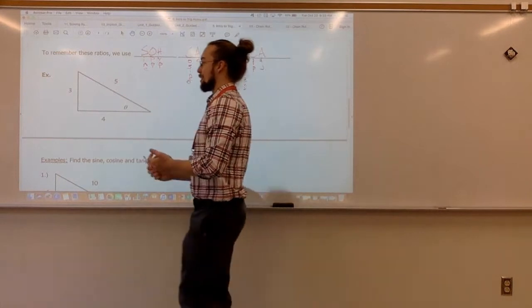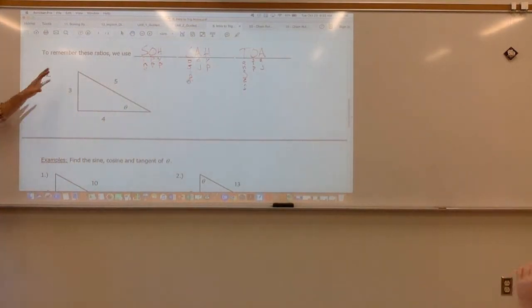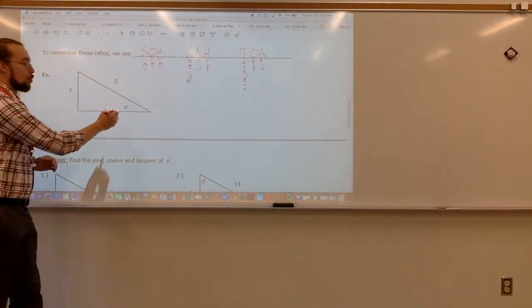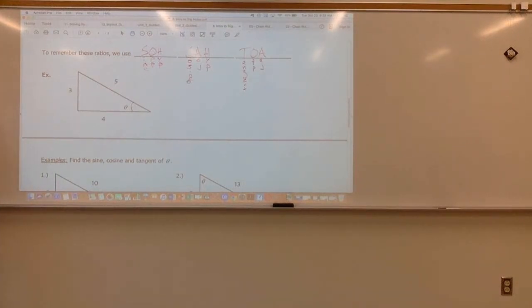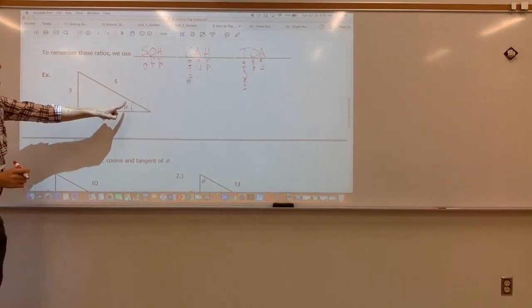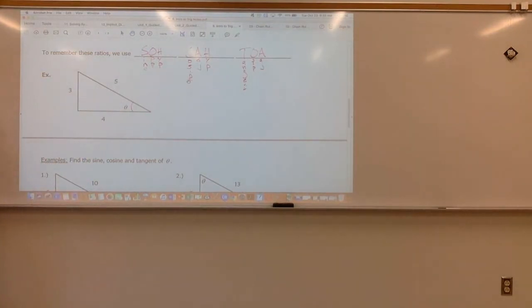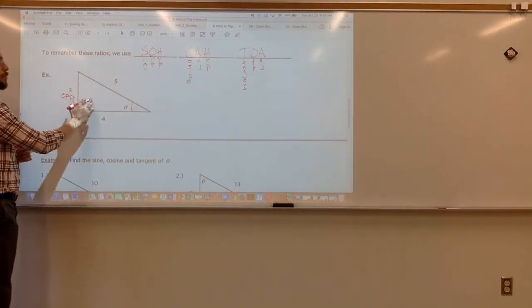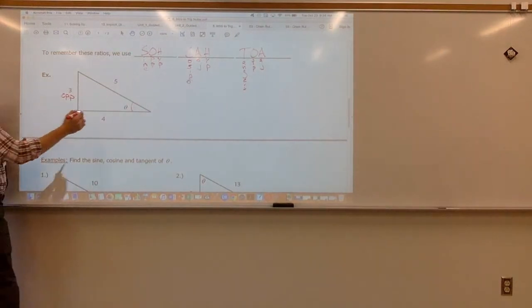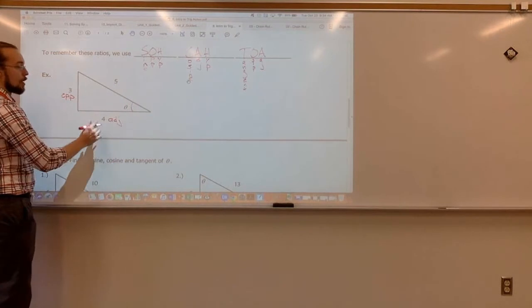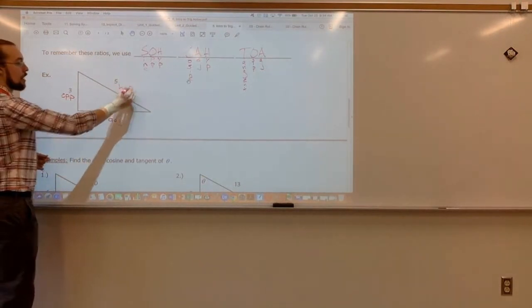So let's then take a look at our first example problem and figure out what this all actually means. Whenever I've got a triangle, the first thing I want to do is label the three sides: opposite, adjacent, and hypotenuse. So with respect to this angle, which is the opposite side, the 3, 4, or 5? 3. And the side that's not touching that angle would be the adjacent side, 4. Then the hypotenuse would be 5.